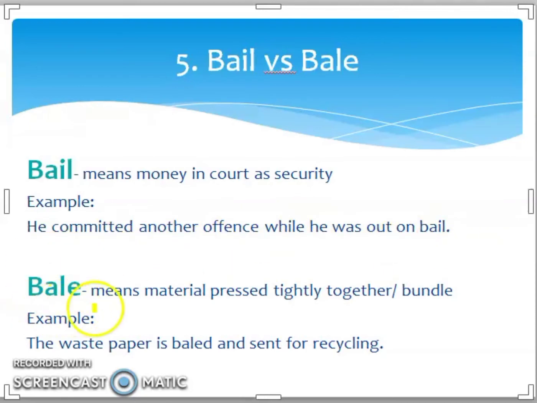The second word, bale, means material pressed tightly together in the form of a bundle. Example, the waste paper is baled and sent for recycling. So you might have seen grass bales, cloth bales. If you're doing business, especially clothing business, you receive the cloths or garments in the form of bales, right? That means in the form of bundles.